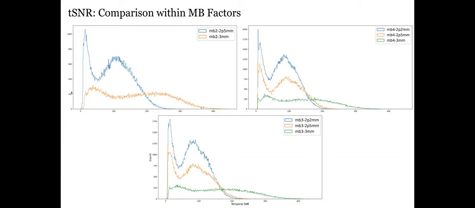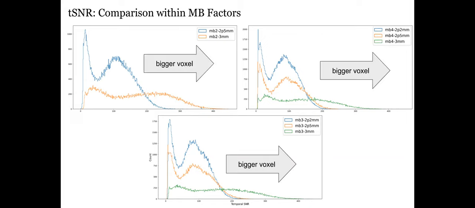Each plot, again, just shows one multiband factor, and the different voxel sizes. Here it's really cool because you can see a clear trend where there are more voxels with a higher TSNR when the sequence is run with a larger voxel size. So this is cool because this is what we expected.